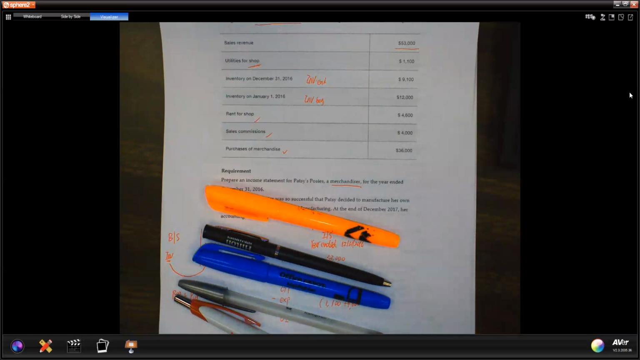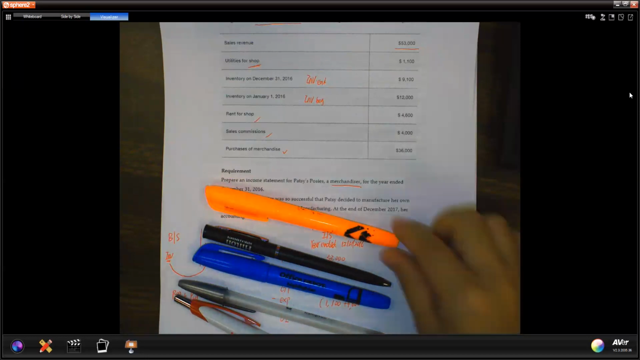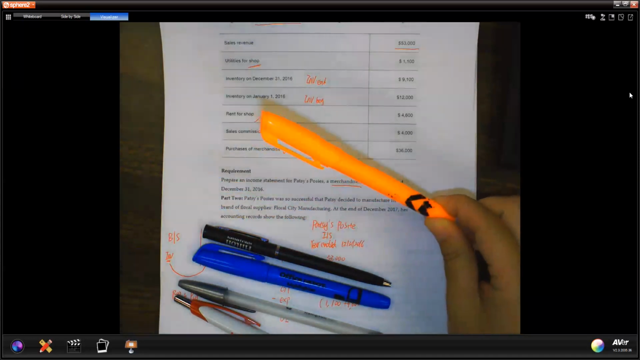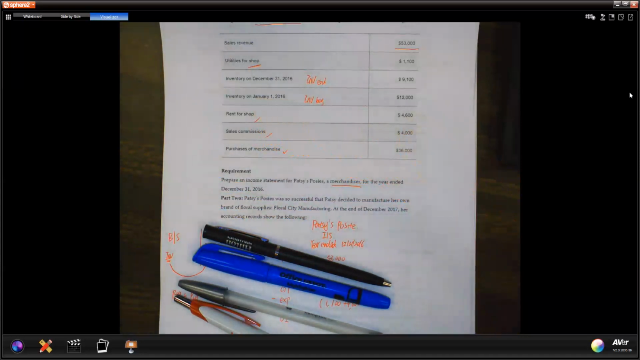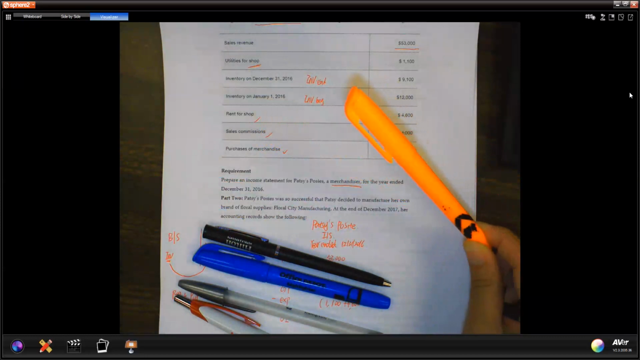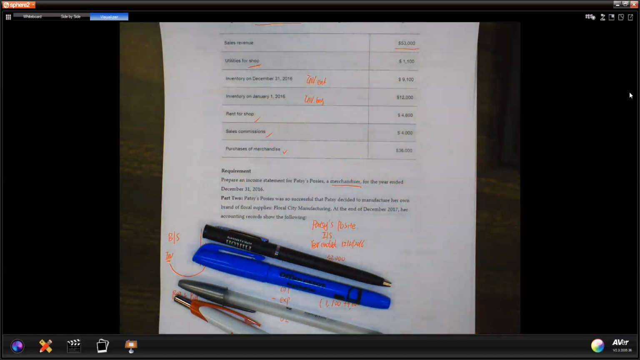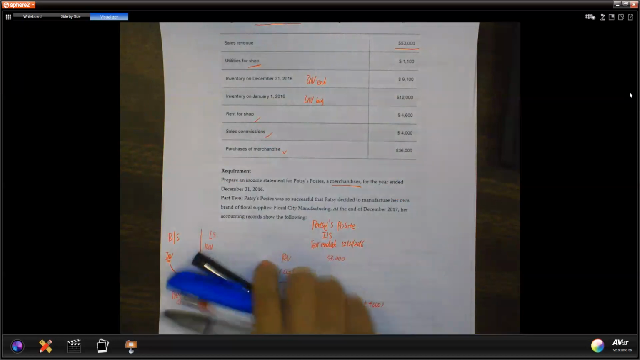So I just say during the period I sold one pen, so my cost of goods sold will be the cost of this pen, and all the other 4 are still sitting in my warehouse as the ending inventory. So that is how we get our cost of goods sold.